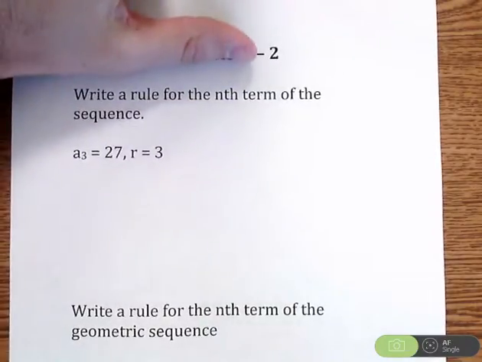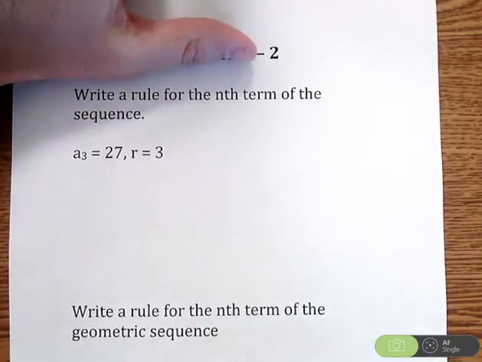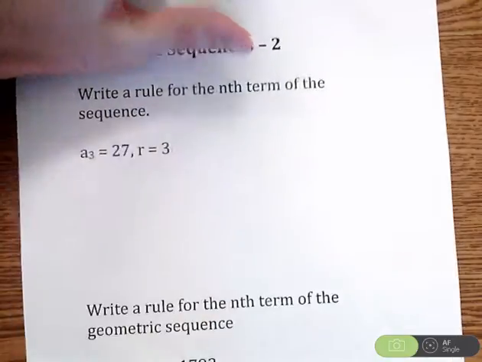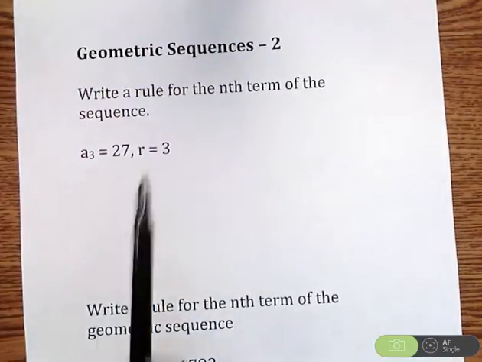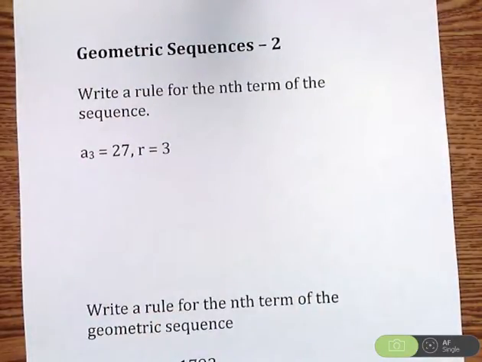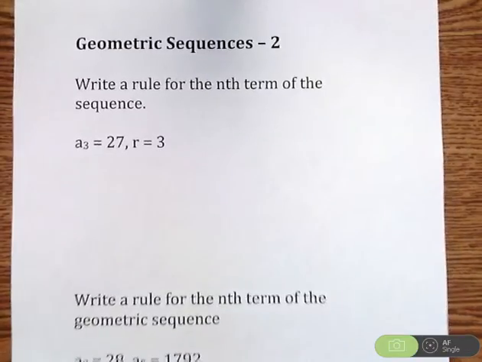Now, I know the title says geometric sequences, but let's assume we didn't know. So this is like a question on a quiz or a test, and it just said write a rule for the nth term of the sequence. Well, right now, I don't know if I'm supposed to be using the arithmetic sequence formula or the geometric. So let's figure out how we can maybe identify that.